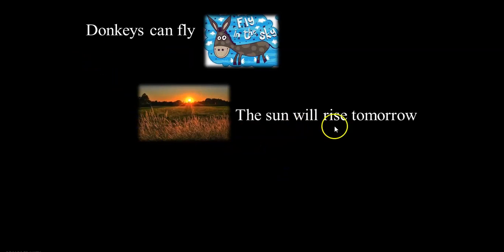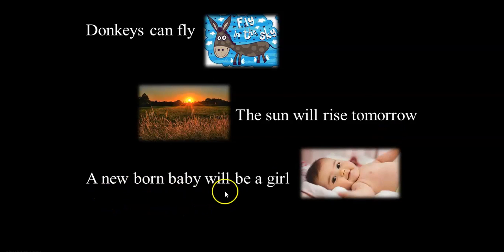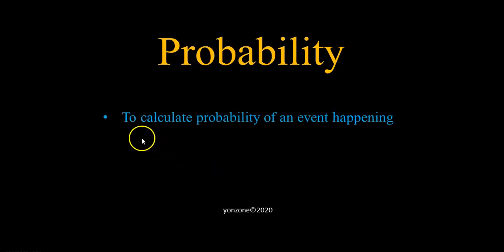Donkeys can fly. The sun will rise tomorrow. A newborn baby will be a girl. We will discuss these statements later. Today you're learning about probability. At the end of this lesson, you will be able to calculate the probability of an event happening.